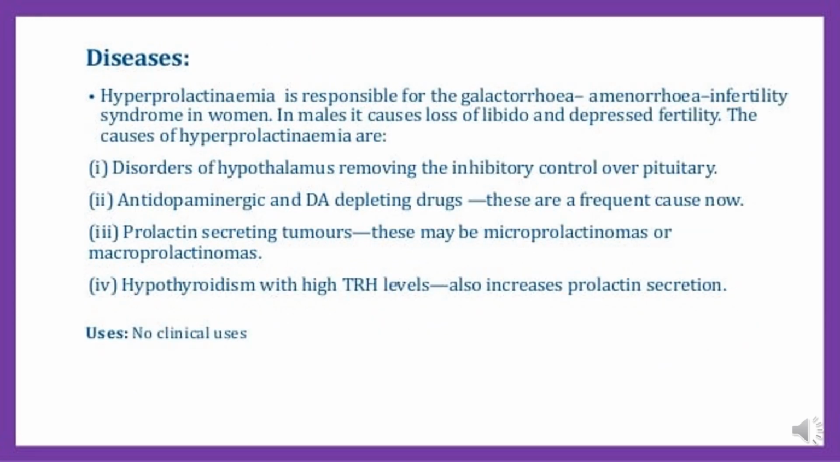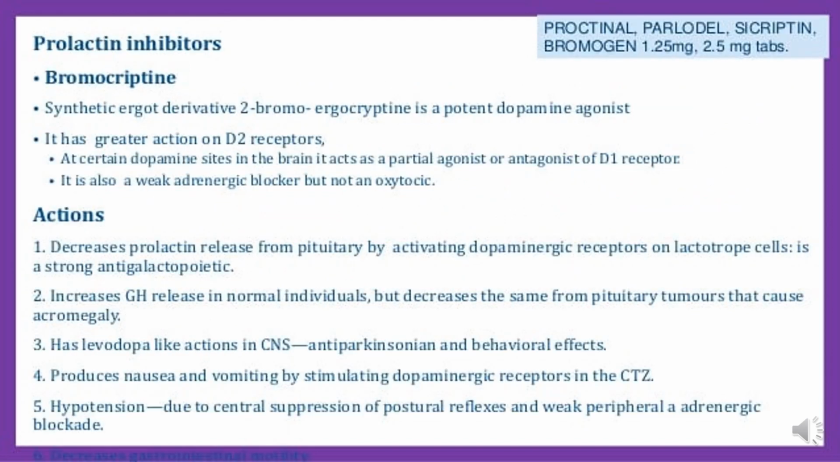Diseases: hyperprolactinemia is responsible for galactorrhea, amenorrhea, infertility syndrome in women. Causes: disorders of the hypothalamus removing the inhibitory control over the pituitary. Next one is antidopaminergic and DA depleting drugs. These are a frequent cause now. The third factor is prolactin secreting tumors. Fourth one is hypothyroidism with high TRH levels.